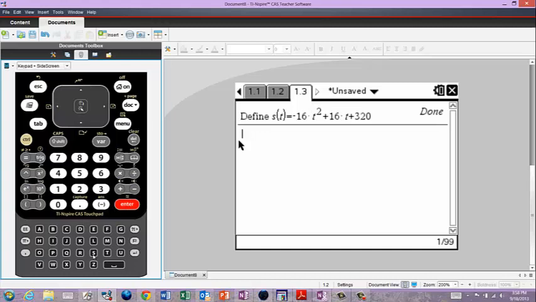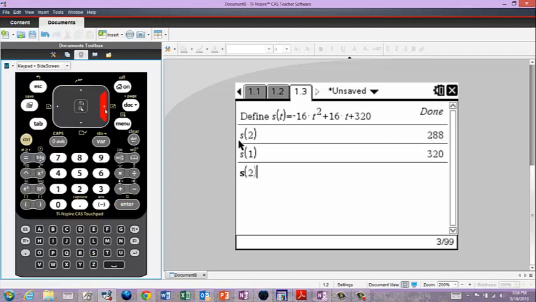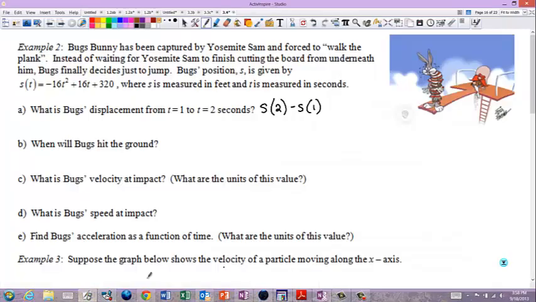Now, I can actually do S of 2, S of 1, or if I wanted to, I could just go nuts and do S of 2 minus S of 1. Well, except I didn't put parentheses. S of 2 minus S of 1 is negative 32. So his displacement is negative 32, and that's feet.